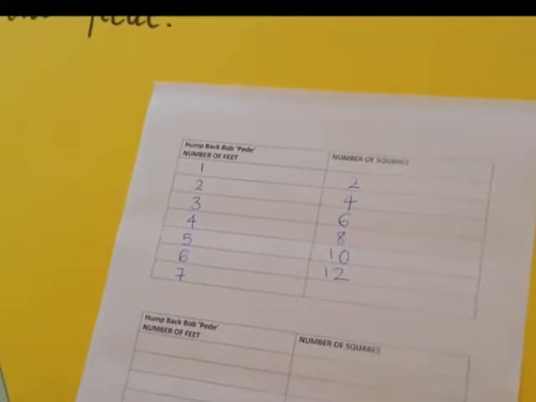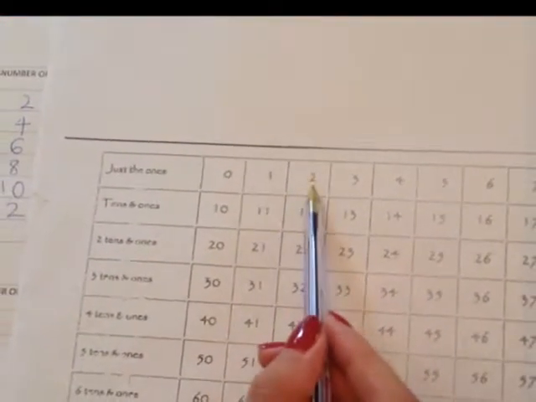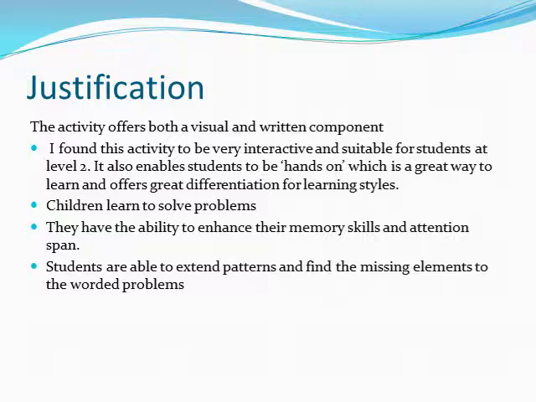Students that may be struggling with the concept of skip counting can always use a tens table and skip count as such. 2, 4, 6, and so on. The activity offers both a visual and written component, whereby students firstly continue the pattern and then report what they noted on the worksheet about the number of squares and missing elements. Students are then able to notice that they found the answer by skip counting.